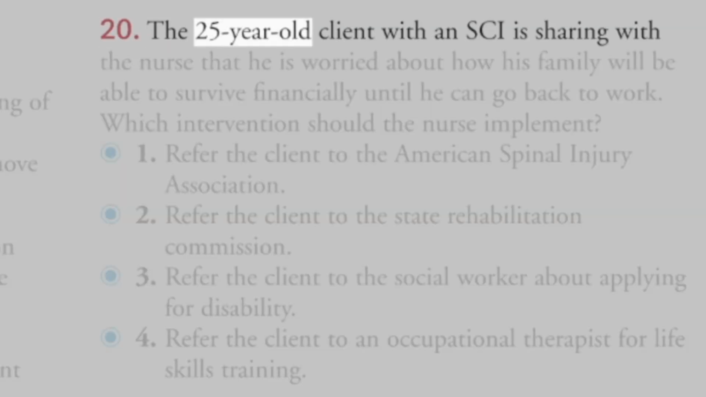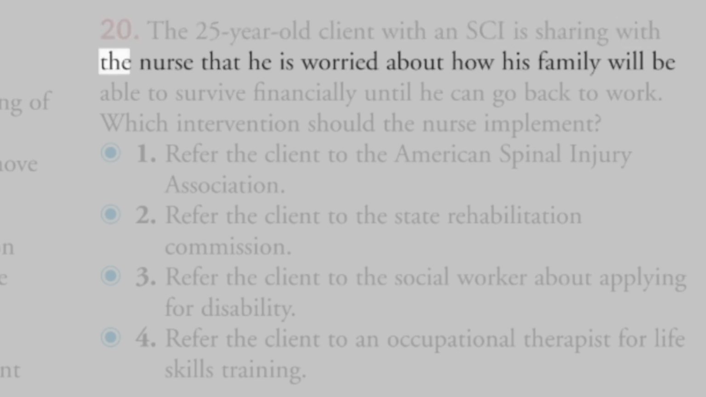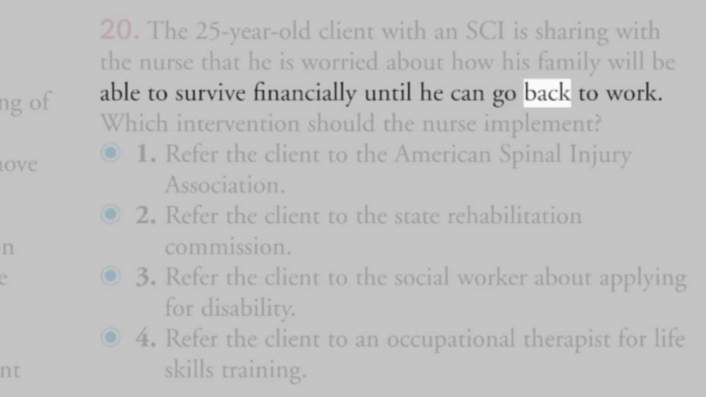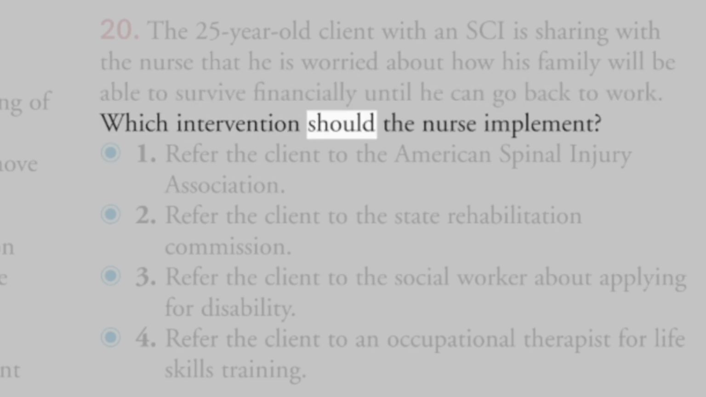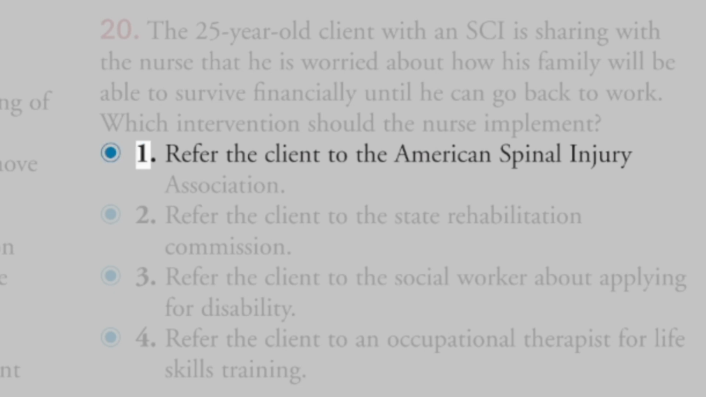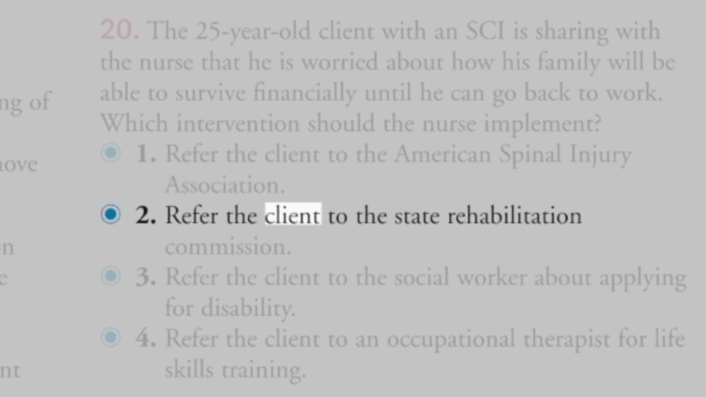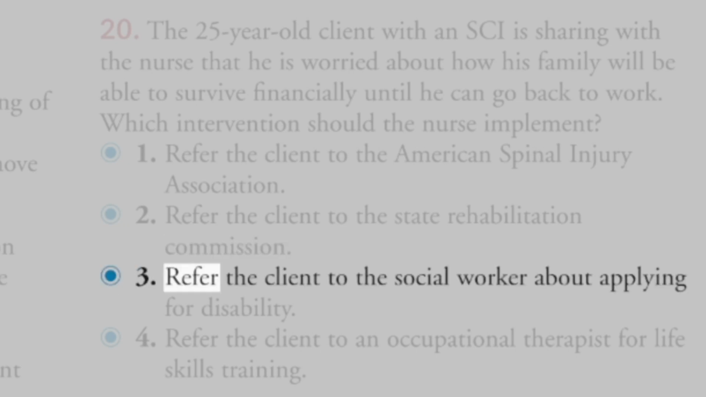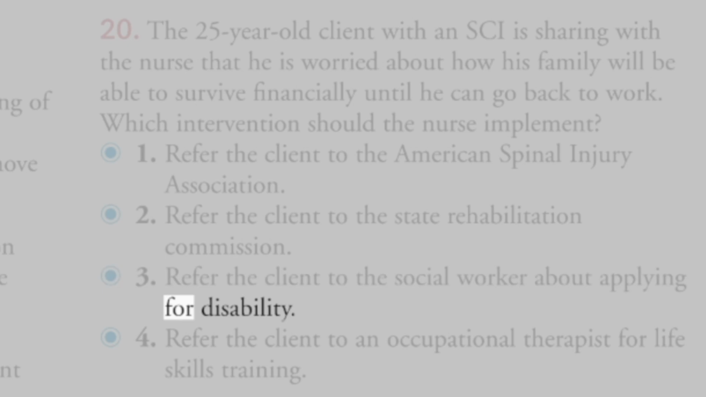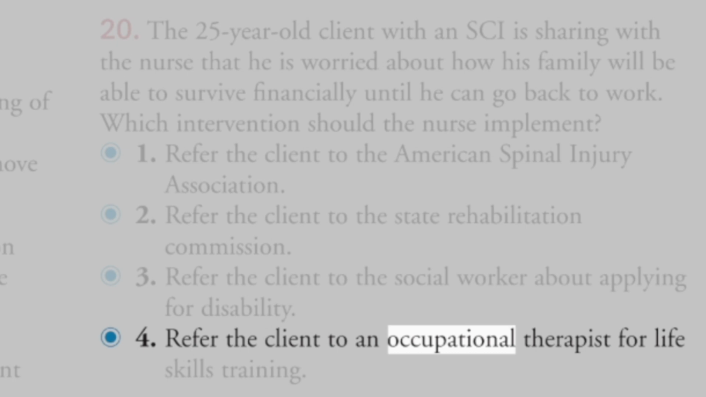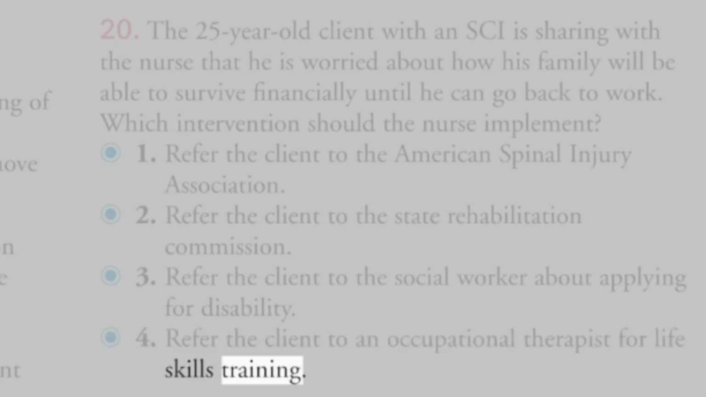20. The 25-year-old client with an SCI is sharing with the nurse that he is worried about how his family will be able to survive financially until he can go back to work. Which intervention should the nurse implement? 1. Refer the client to the American Spinal Injury Association. 2. Refer the client to the State Rehabilitation Commission. 3. Refer the client to the social worker about applying for disability. 4. Refer the client to an occupational therapist for life skills training.